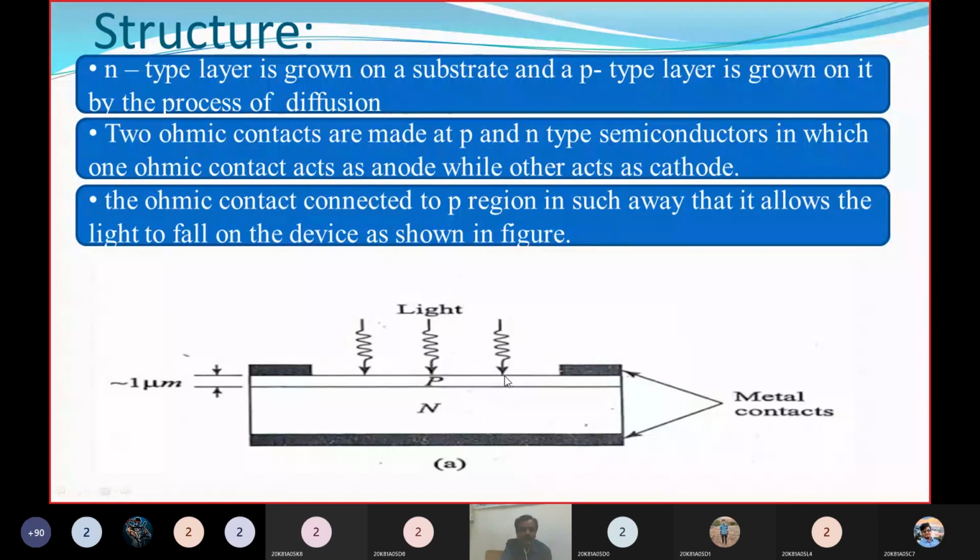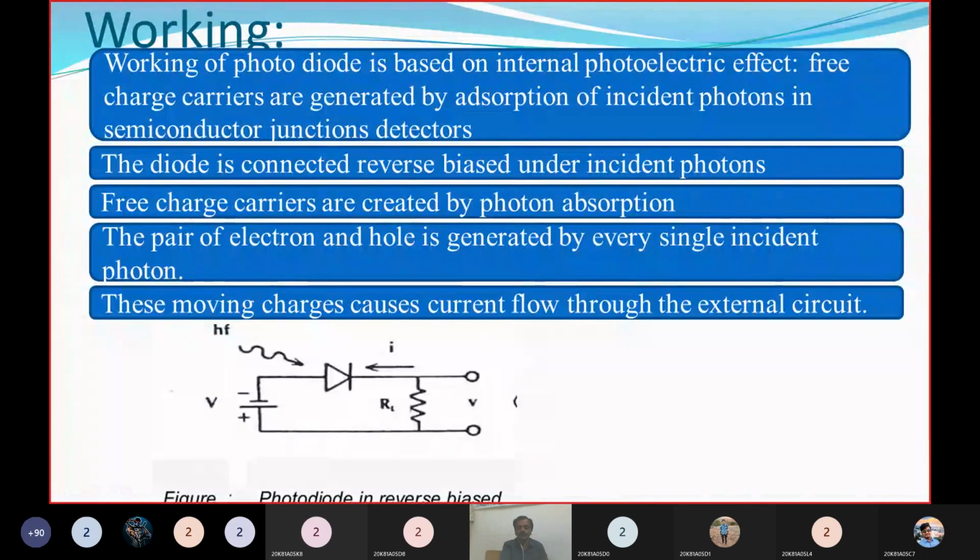Above is the structure. Now, the working of the photodiode. The working of the photodiode is based on the internal photoelectric effect. Already we discussed that there are two types of photoelectric effect: one is the internal photoelectric effect, another is the external photoelectric effect. This photodiode works based on the internal photoelectric effect.